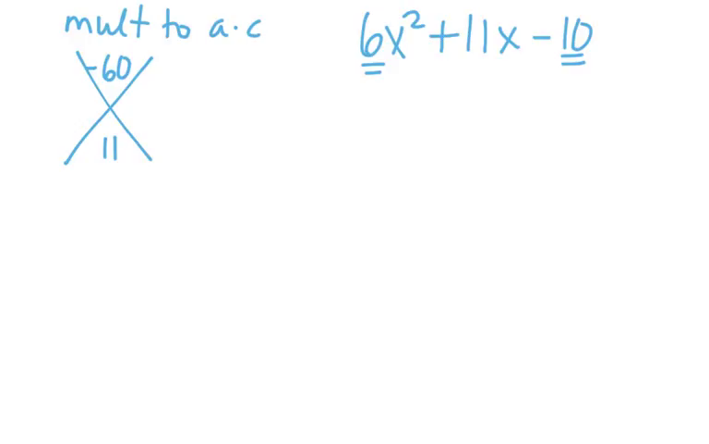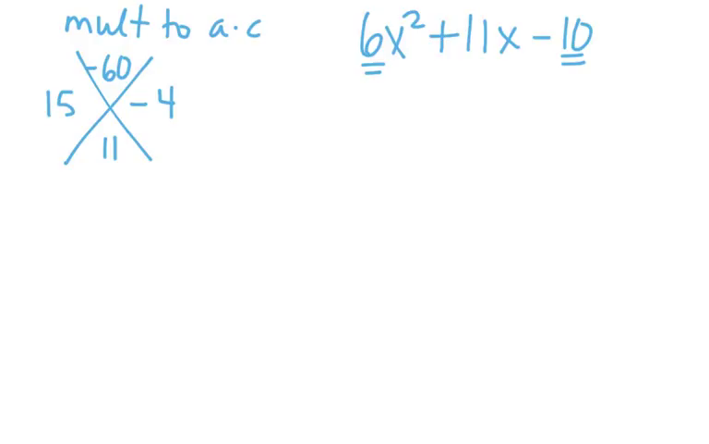Well, I've got 3 and 20. That's not going to work. I've got 6 and 10. That's not going to make 11. I've got 12 and 5. I've got 15 and 4. So I've got to think about all the different factors. 15 and 4 are going to make 11. So I've got a 15 this time and a negative 4, because that's going to give me a positive 11 and a negative 60.